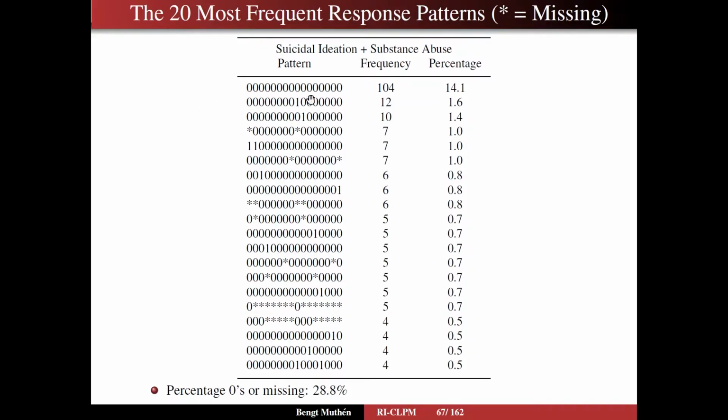And the pattern of zeros for both sets of variables across all time points is 104, which is less than the people in the zero pattern for either one of the processes, as only 14% of the total sample. Although if you take into account the percentage of zeros and/or missing, we have about 29%. But 104 is a pattern that we'd like to fit well as we go on.